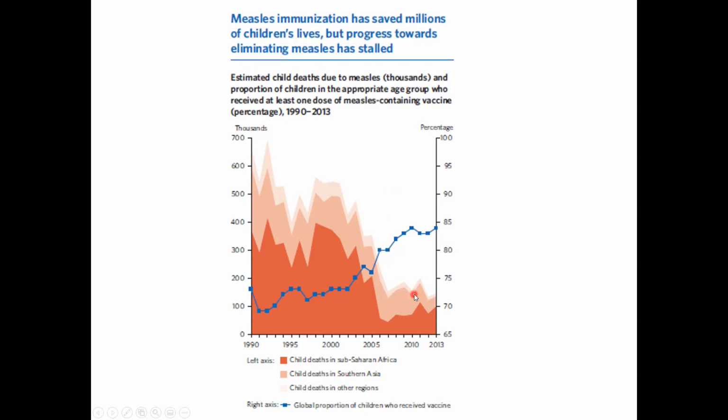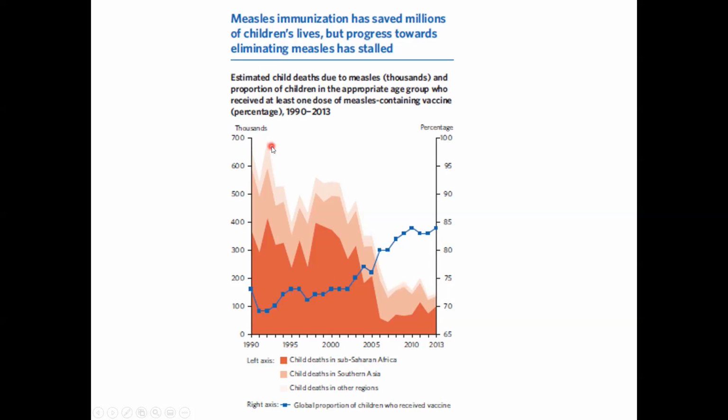And we're still dealing with 100,000 deaths due to measles. And we're still dealing with 15% who aren't getting even one dose. So this is something where there's tremendous improvement.